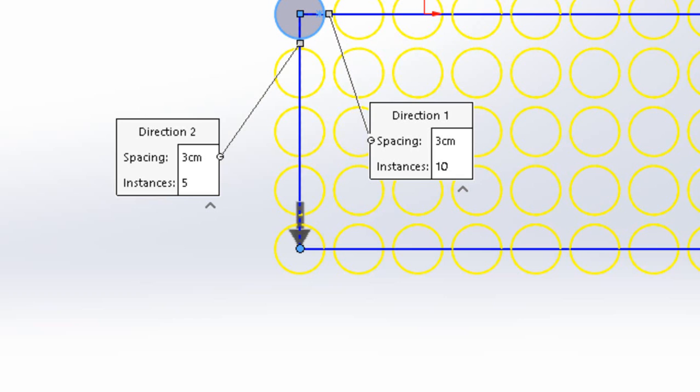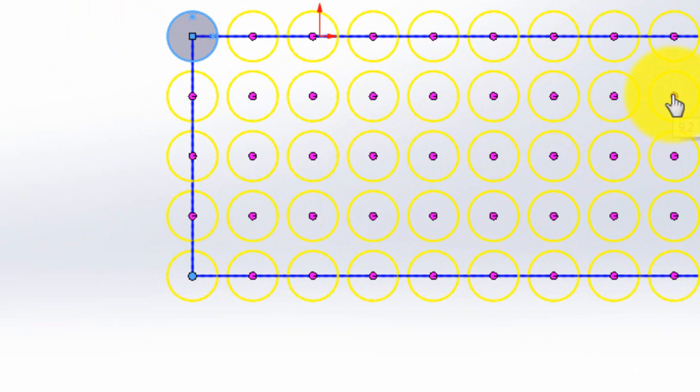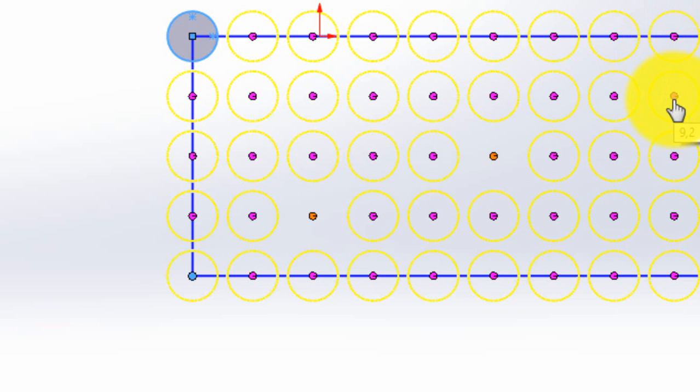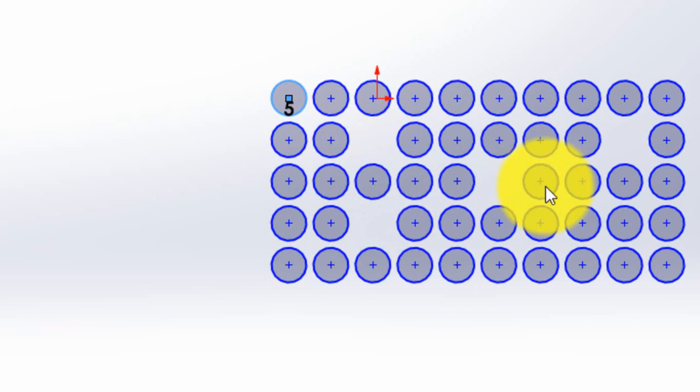The next important option here is instances to skip. If in this pattern you do not want any of the pattern members, then you simply select and skip them. Whatever patterns you have selected are automatically removed from your final pattern. Let's say I have removed a total of four patterns, and you can see those four are removed from my final linear pattern.